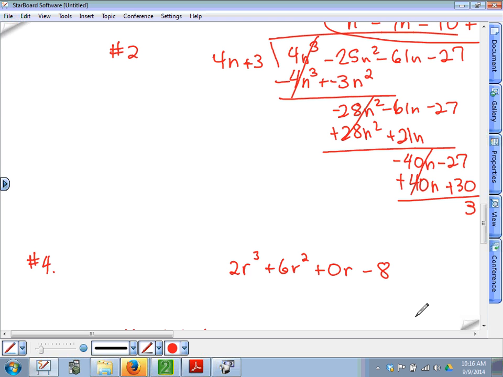And what is 0r? It's nothing, right? What did I add to this polynomial? Nothing. All I put is a placeholder there so that the division will work. Okay, and then the rest of it's the same, 2r plus 6. So you guys ought to be able to finish it from there.